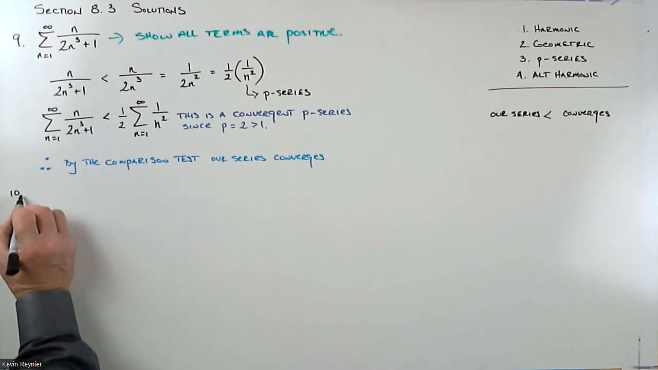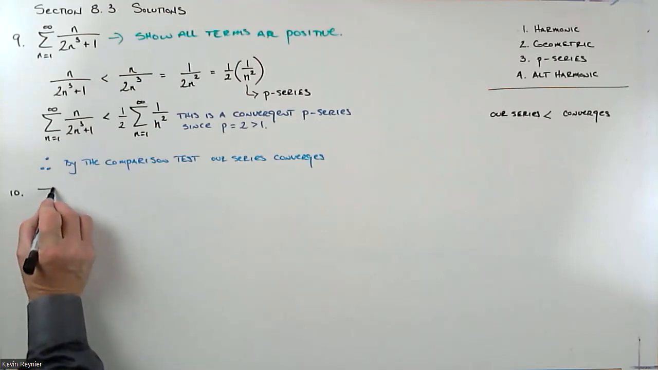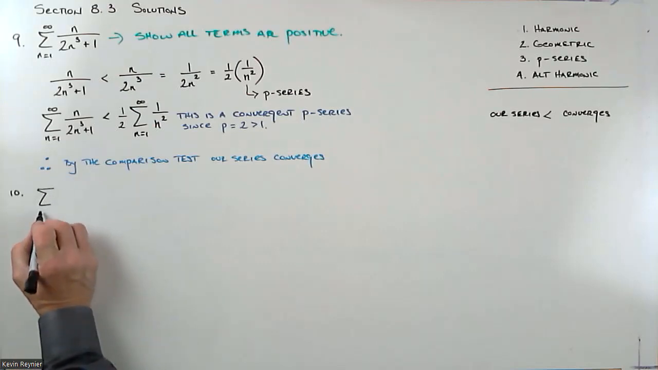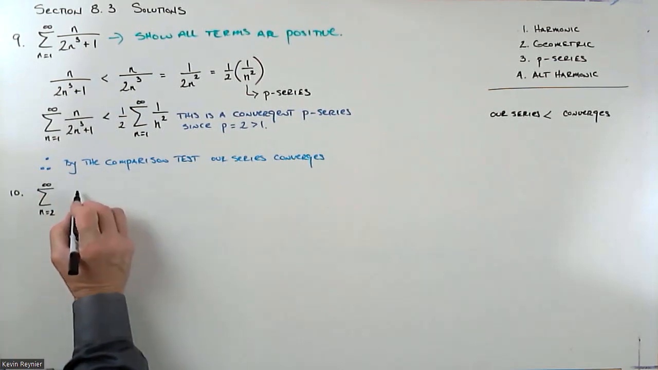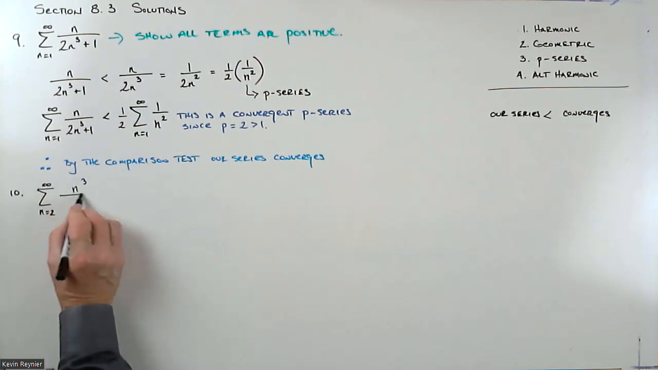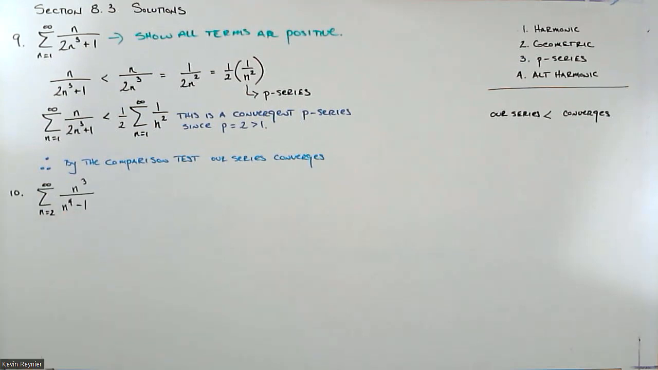That was number 9. Let's go ahead and take a look at number 10. It's the same set of instructions, right? And here we have the sum from n equals 2 to infinity of n cubed over n to the 4th minus 1.